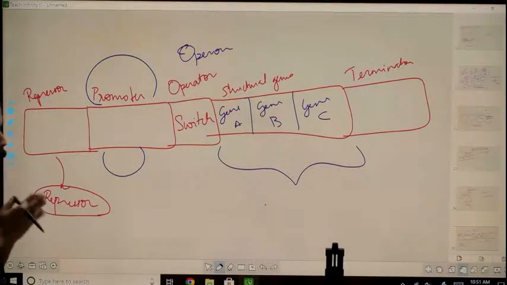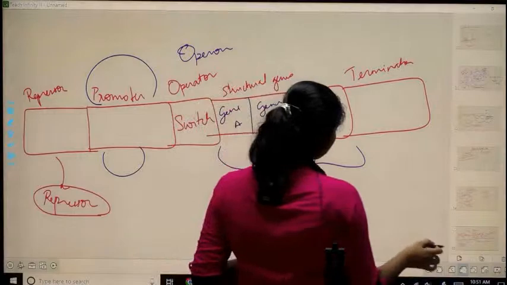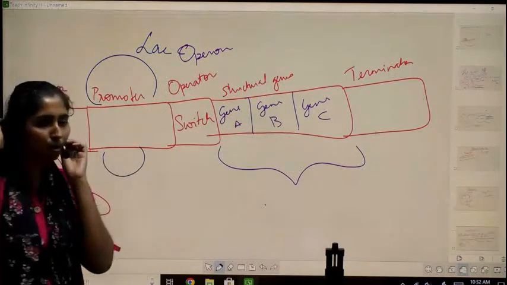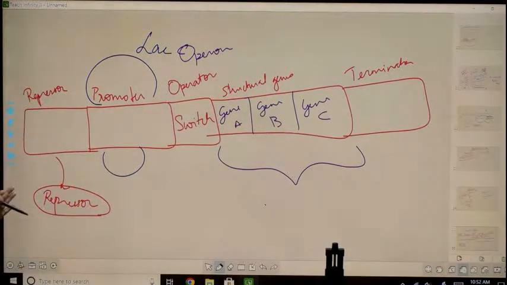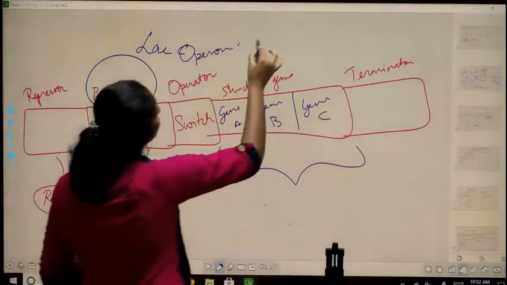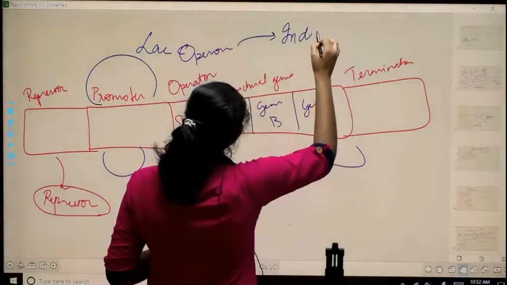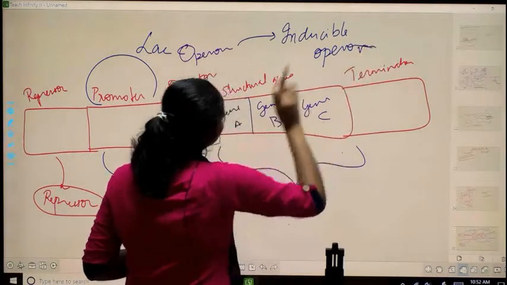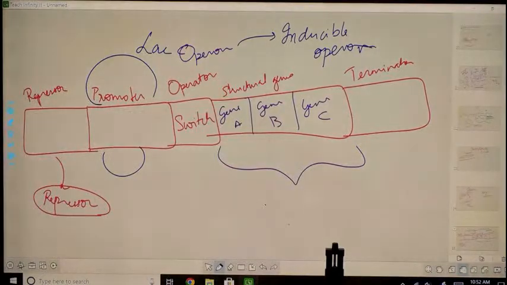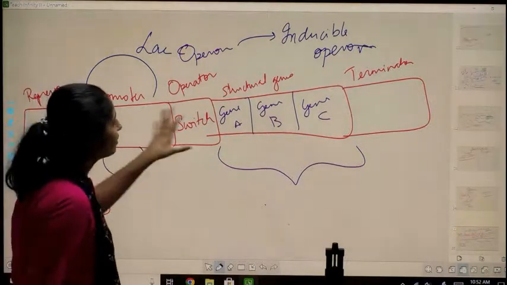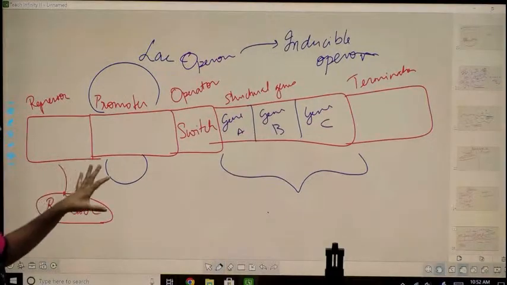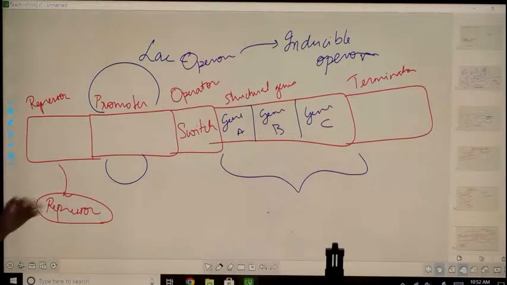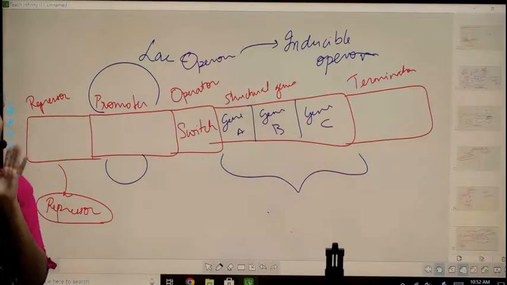Okay. So let's quickly do an example of this. Let's take the example of the lac operon. The lac operon is an inducible operon, because this operon can be induced. We'll understand what an inducible operon is. Imagine this is a lac operon. A lac operon will have the genes that are required to metabolize the sugar lactose. It will have all the genes that are required to metabolize lactose.